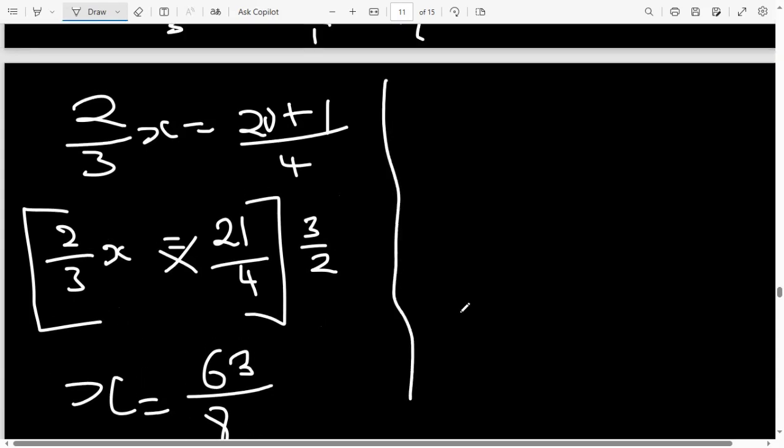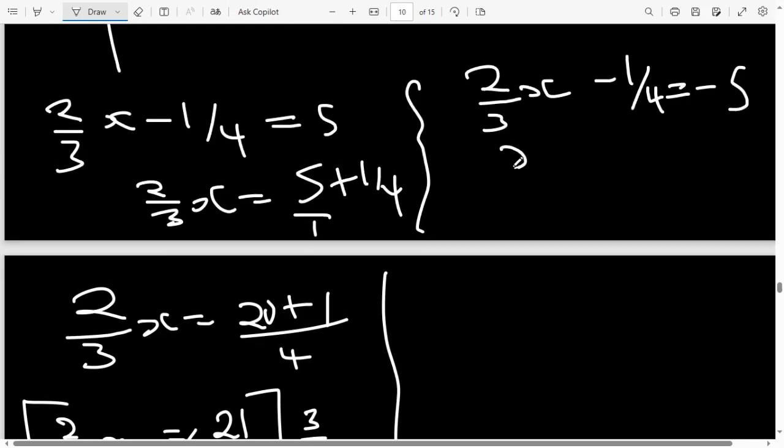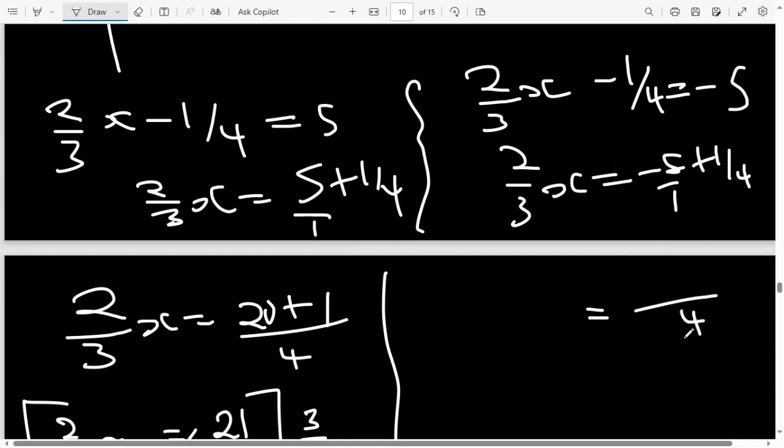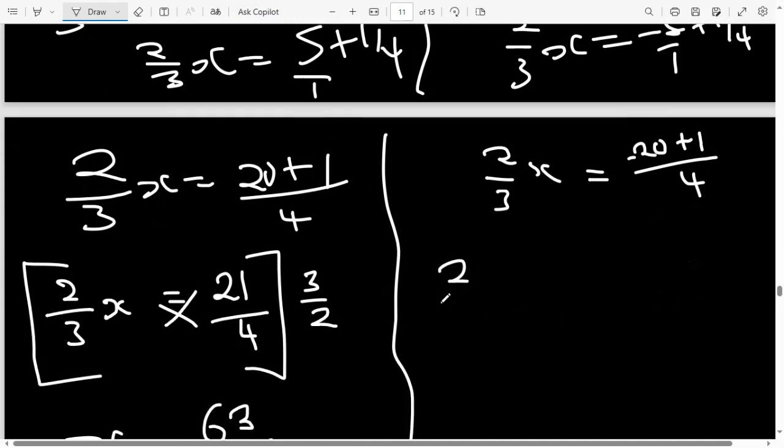And then the other one, let's find it here. We have 2 over 3x is equals to minus 5 plus 1 over 4. So what is minus 5 plus 1 over 4? So common denominator there, it will be 4. Okay, so 1 into 4 is 4. 4 multiplied by minus 5 to be minus 20 plus 1. Then we have 2 over 3x. Okay, so we have 2 over 3x is equals to minus 19 over 4.